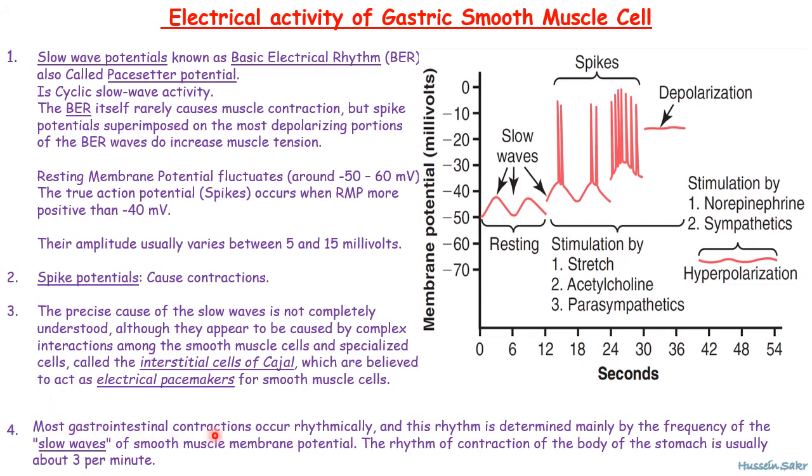Most of the gastrointestinal contraction occurs rhythmically, and we will find this rhythm is variable. For example, in the duodenum it is 12 per minute, in the jejunum it is 10 per minute, in the ileum it is about 8 per minute, while in the stomach it usually ranges from 3 to 5 per minute. So these slow waves of contraction, or this rhythmic contraction, occur in the stomach at a rate of about 3 to 5 per minute. And what is going to affect this? It is usually affected by the generation of the spike potentials from the slow waves of depolarization.